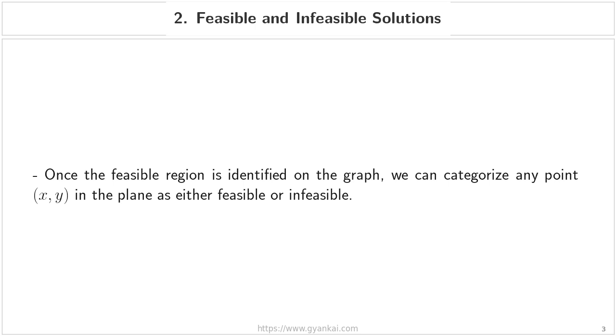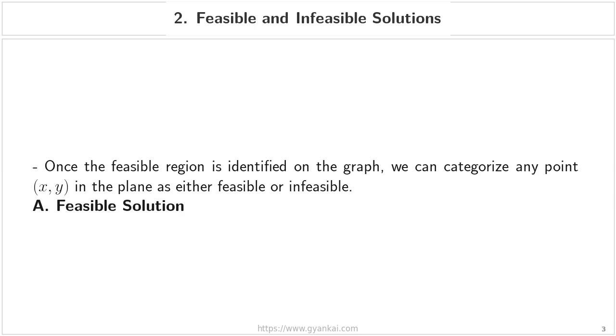2. Feasible and infeasible solutions. Now that we have learned how to identify the overlapping area known as the feasible region in the previous slide, we can move on to a very important distinction. Once you have identified that specific region on your graph, you can categorize any point, let's call it (x, y), anywhere on the coordinate plane as either a feasible solution or an infeasible solution.